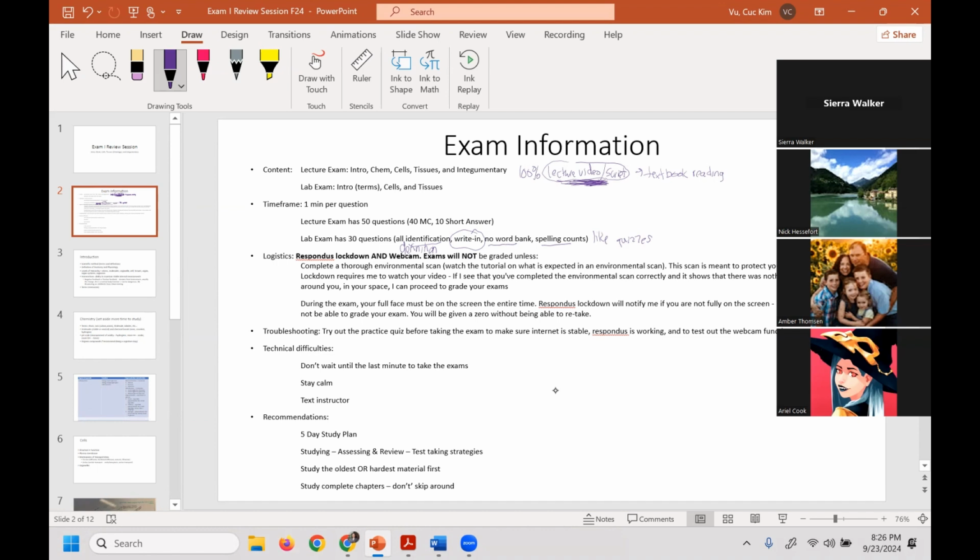Okay. The lecture exam is 1 question per minute. So I'm sorry, for the lab exam, you will have 45 minutes because you have to type in the content. So we're cognizant of that. So you have 45 minutes to do that. The lecture exam, you'll have 50 minutes. So it does come to about 1 question per minute.